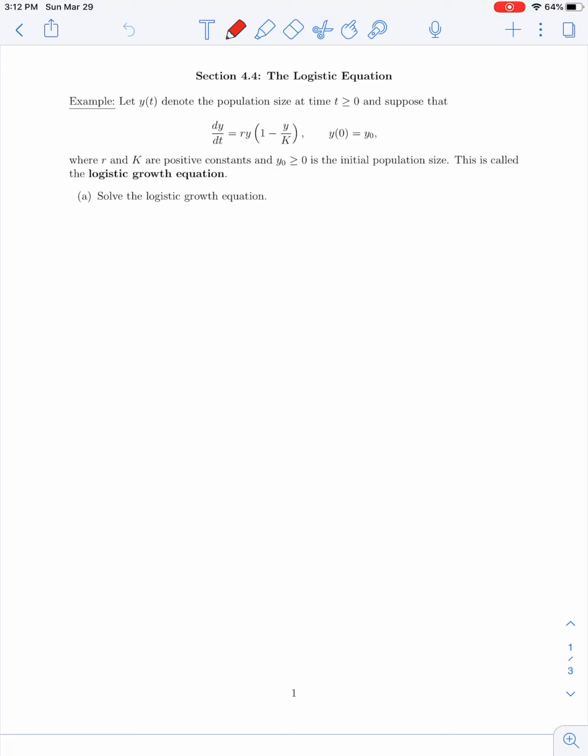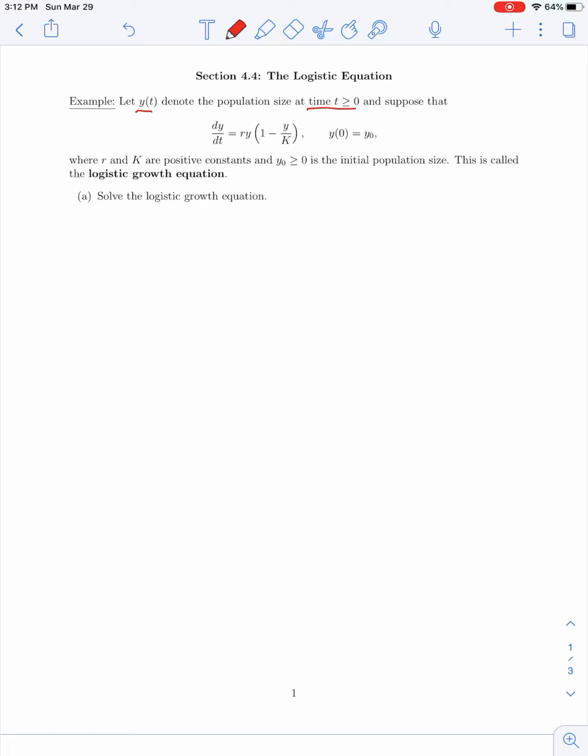All right, in today's lecture, we're going to cover the section 4.4 material on the logistic equation. So in this first example, we'll present the logistic equation, look at its solution, and see that it has some more realistic properties as opposed to the exponential growth model. So let's introduce some notation.